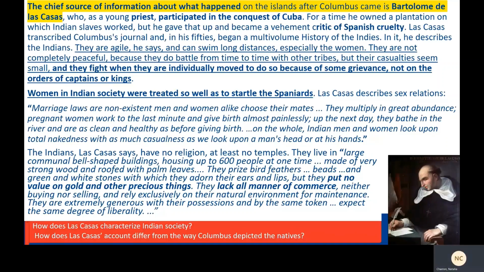The Indians, Las Casas says, have no religion, at least no temples. They live in large communal bell-shaped buildings, housing up to 600 people at one time, made of very strong wood, and roofed with palm trees. They prize bird feathers, beads, and green and white stones with which they adorn their ears and lips, but they put no value on gold or other precious things. They lack all manner of commerce, neither buying nor selling, and rely exclusively on their natural environment for maintenance. They are extremely generous with their possessions, and by the same token, expect the same degree of liberality.